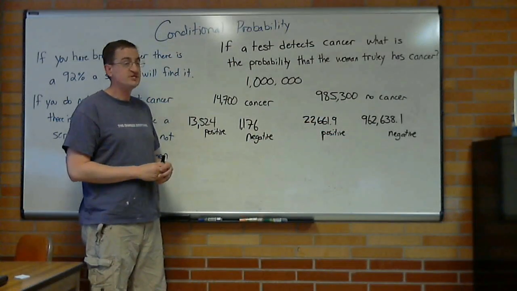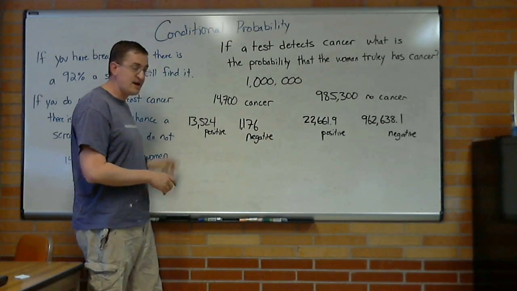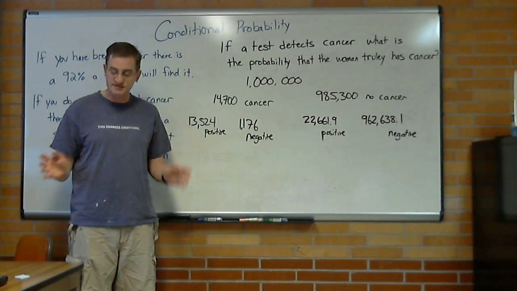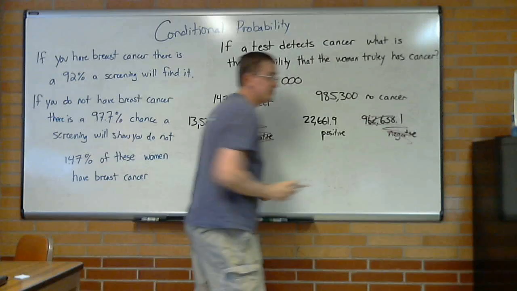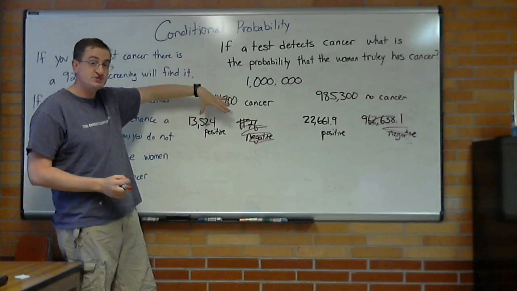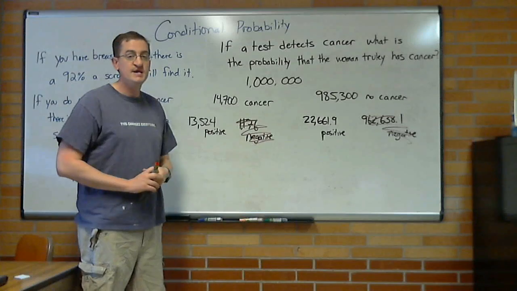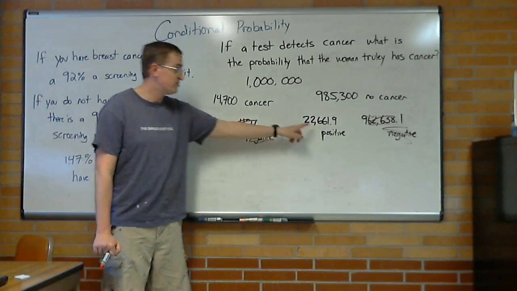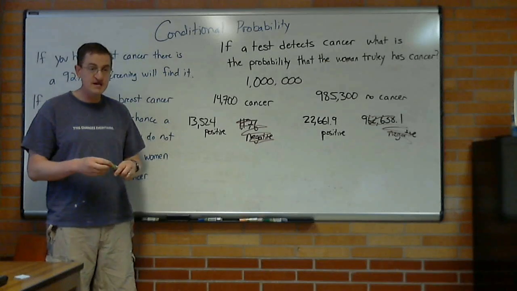But let's go back to the question that we want to ask. If the test detects cancer. So not every scenario here is relevant. I'm talking about the people who tested positive. So I want to burn this one and this one. Notice we're doing the same thing we did in the tree diagram. It splits into whether you have cancer, splits into was your test positive or negative, and then we say, okay, these are not the scenarios we're talking about. If you tested positive, you're either one of the 13,000 who has cancer, or you're one of the 22,000 who does not have cancer.